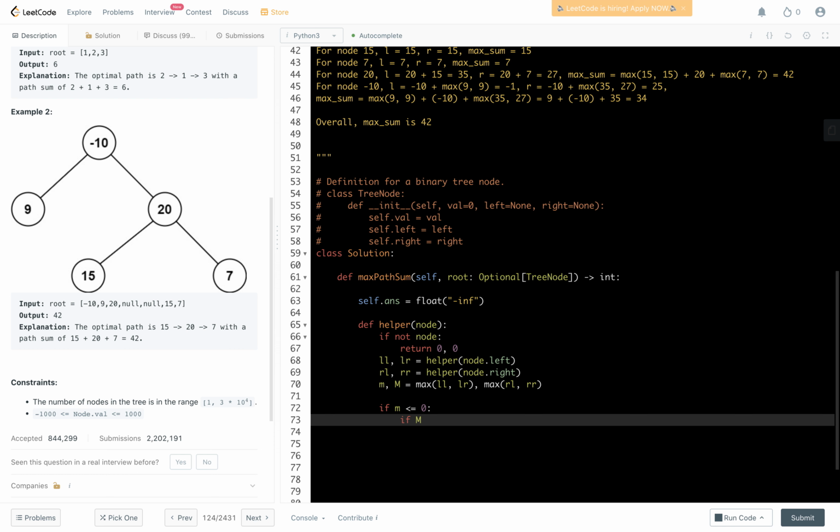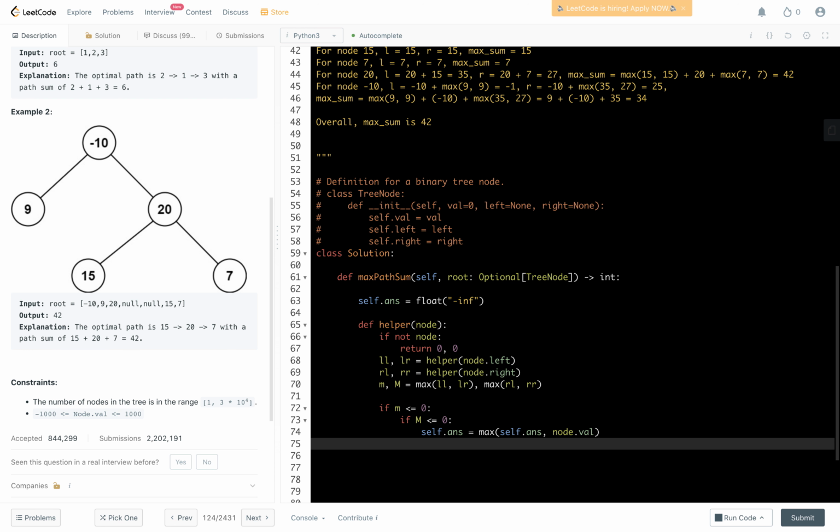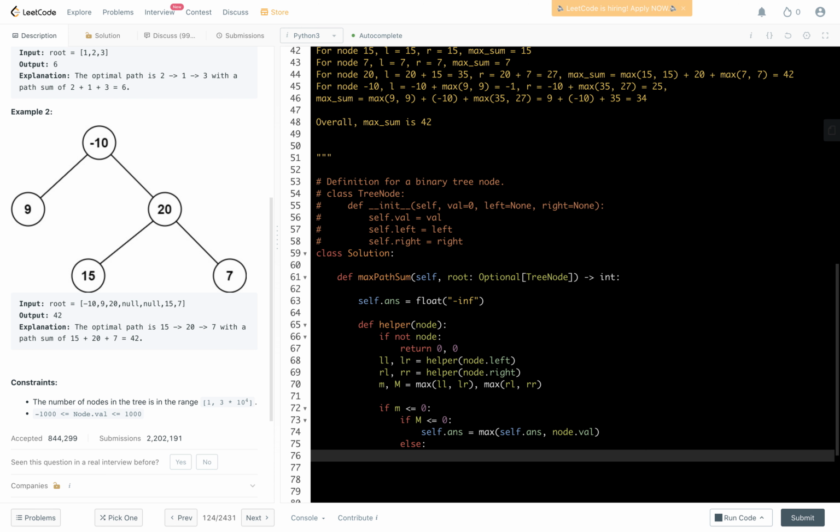So in this case, we are not going to go to left, right, because its contribution is not positive. And then we're going to check if we can go to right. So we are going to check if the capital M is not positive, then we do not go to the right. So in this case, the maximum sum will be the root value, or the node value itself. So we're going to update the self answer to be the max of self answer and the node value.